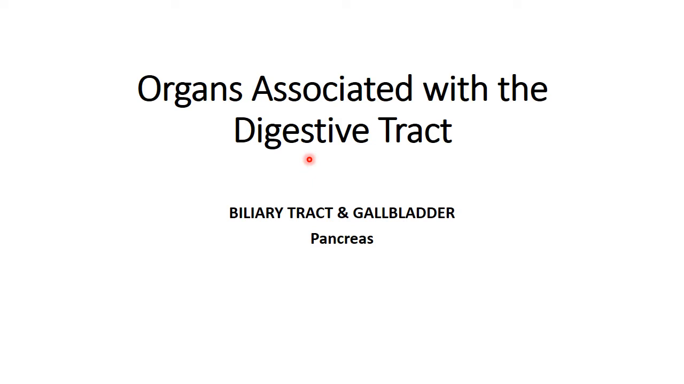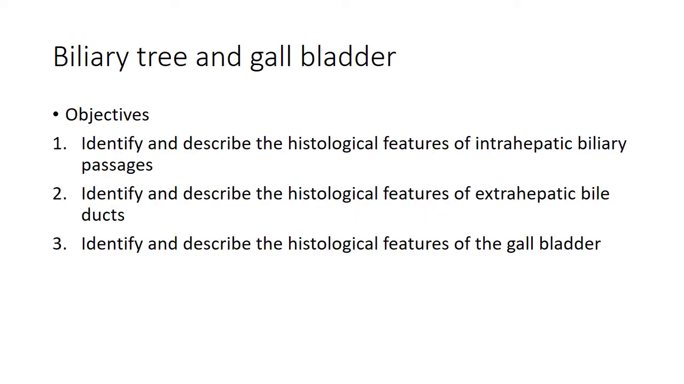Today's lecture will be of two parts. In the first part, we will discuss the histological structures of the biliary tract and gallbladder, and the second part, we will discuss the histological structure of the pancreas with its two main parts, the endocrine and the exocrine part. So starting with the biliary tract and gallbladder, the objectives.